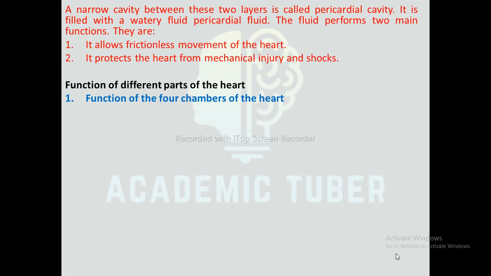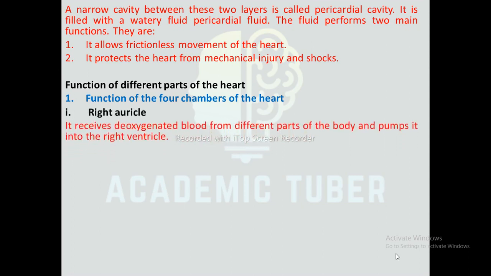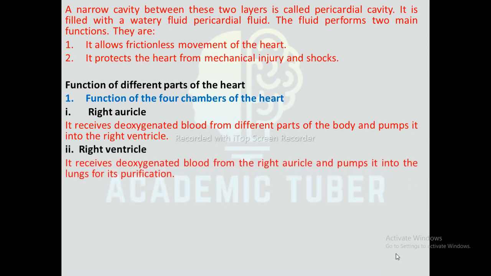Function of different parts of heart. First, function of the four chambers of heart. Right auricle. It receives deoxygenated blood from different parts of the body and pumps it into the right ventricle. Right ventricle. It receives deoxygenated blood from the right auricle and pumps it into the lungs for its purification.